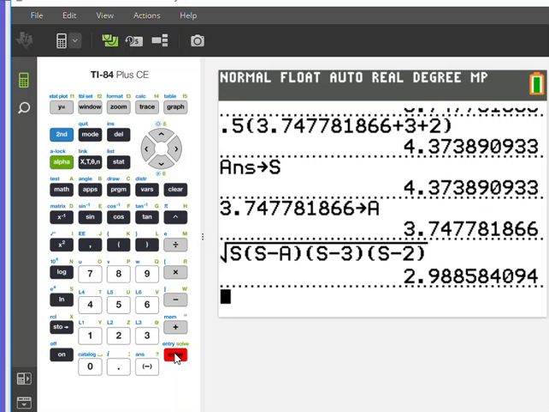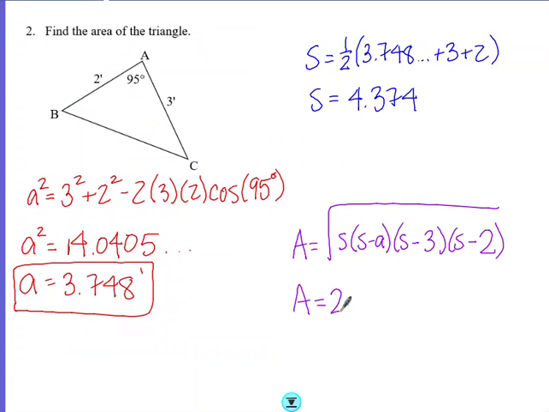And if I round my final answer to 3 decimal places, I have that the area is 2.989. Again, I'm given units in this problem. The single apostrophe stands for feet, so my answer for area should be square feet.